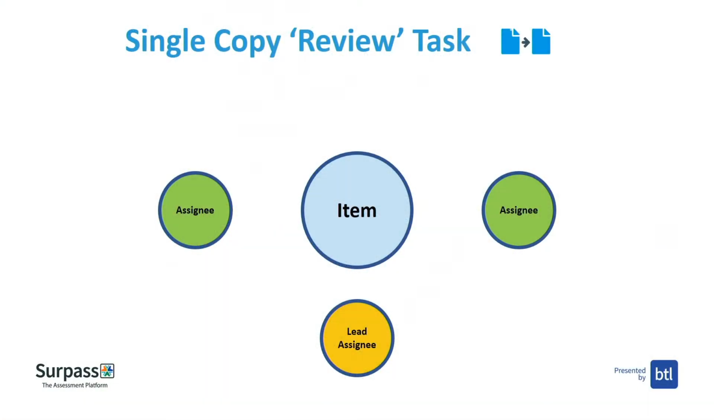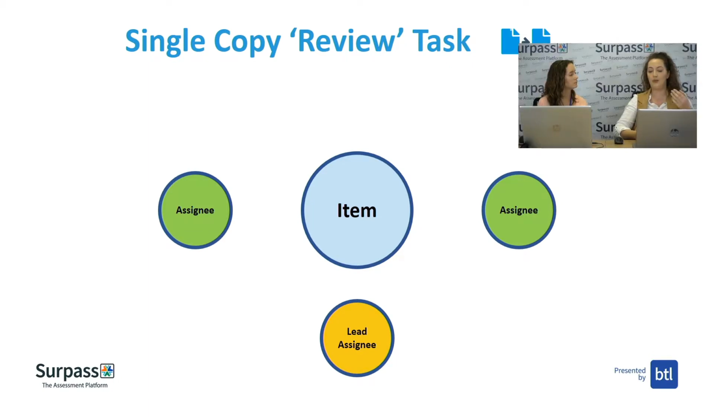Yep. So the first type, a single copy review task, you have an item, a central item that lives in item authoring, that you would then allow an assignee to review and make changes to, perhaps. Yep. But those changes are saved to the central item. Mm-hmm. So then the item could be passed to another assignee or another few assignees, but the changes are made each time an assignee reviews that. So there was only one ever item, hence single copy review. There's only a single copy.